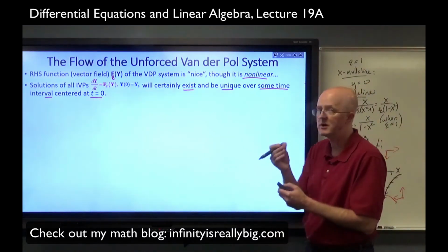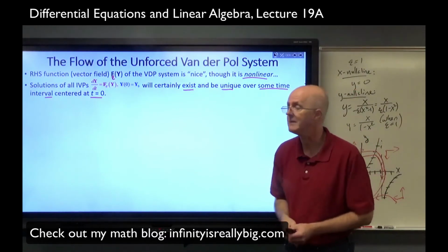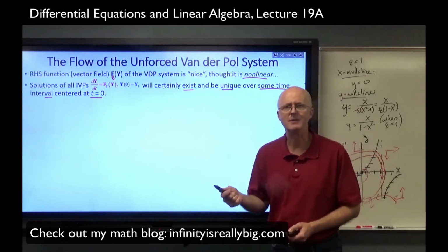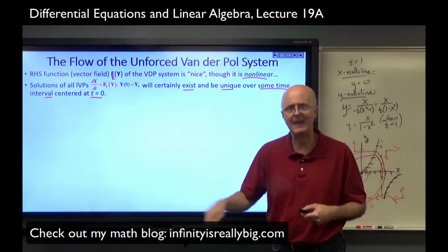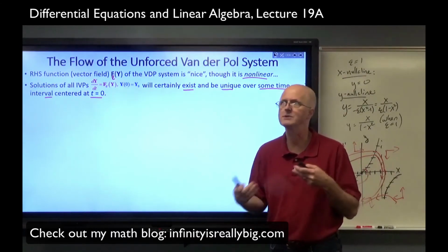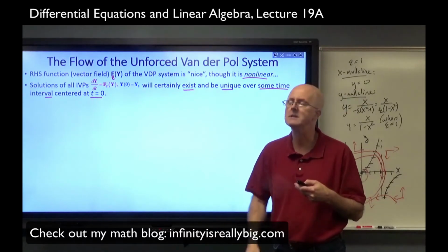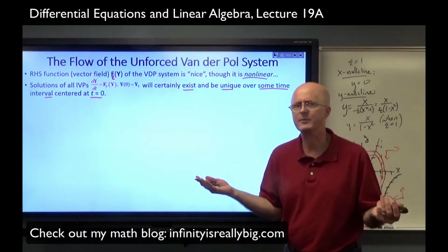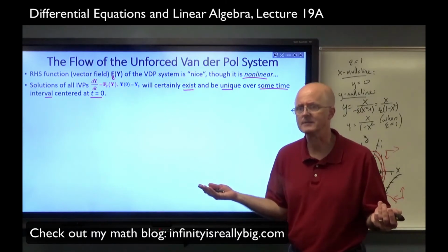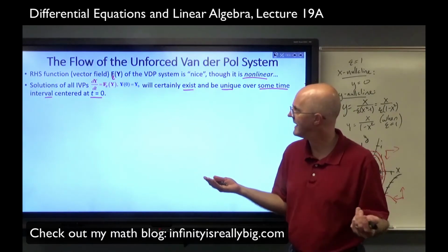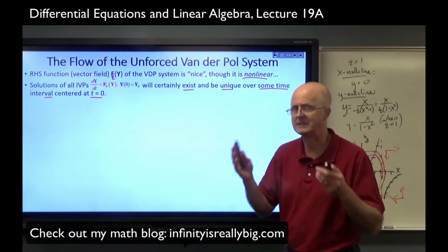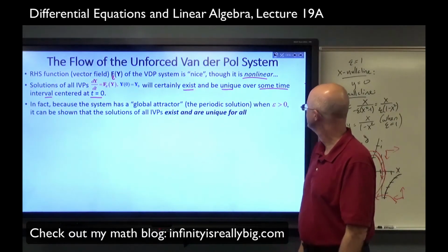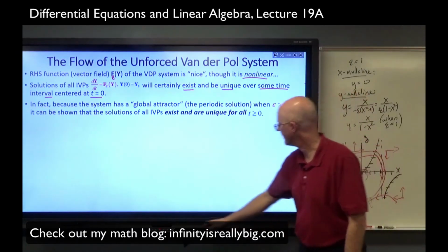The time interval could be a tiny time interval. It could be, in general. However, because the Van Der Pol system has a global attractor, that periodic solution attracts all solutions except for the origin. Because of that, solutions don't go off to infinity as t increases. And so you can actually prove with the Van Der Pol equation, though it's a difficult proof, that solutions exist for all t greater than or equal to 0.